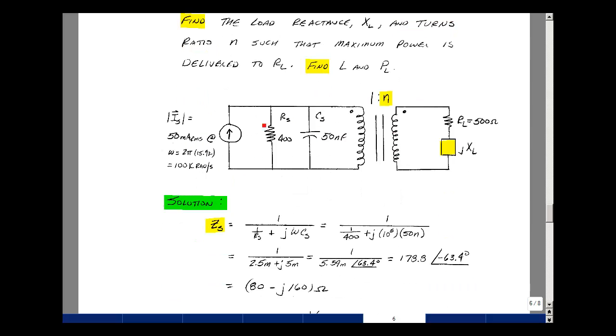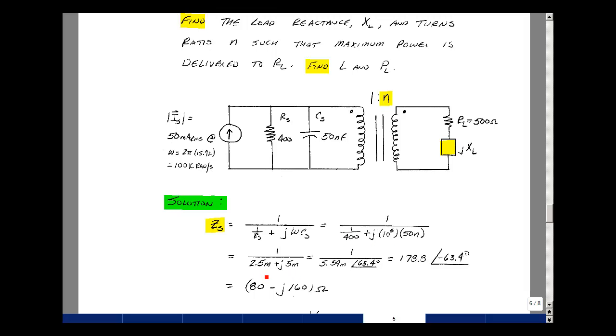Let's first find this impedance Z sub S, which is the parallel combination of R sub S and C sub S. So the impedance would be 1 over the conductance plus the susceptance: 1 over R sub S plus j omega C sub S. So 1 over 400 plus j, and then 2 pi times 15.9 kilohertz is 100 kiloradians per second. So that's going to be 10 to the 5th, times the capacitance of 50 nanofarads. This turns out to be 2.5 milli, and this is j 5 milli.